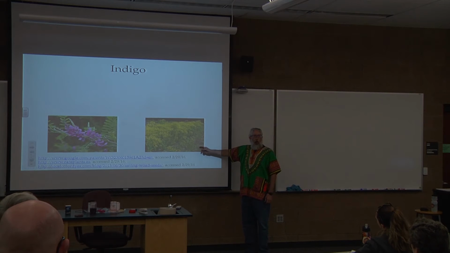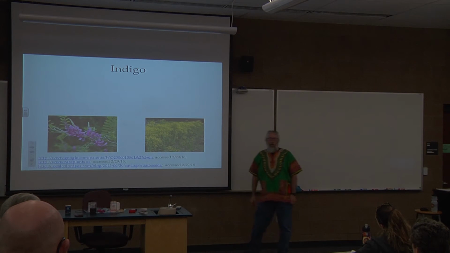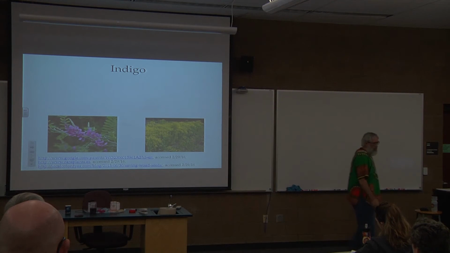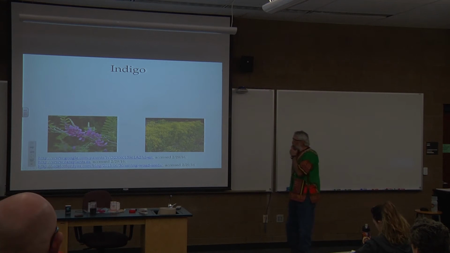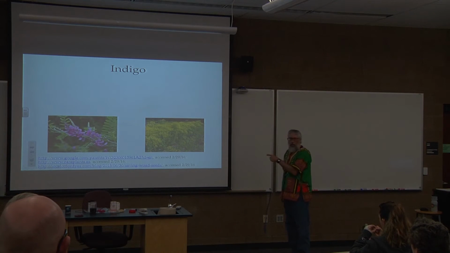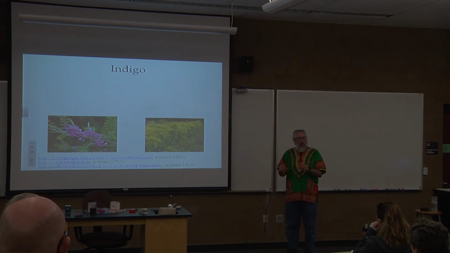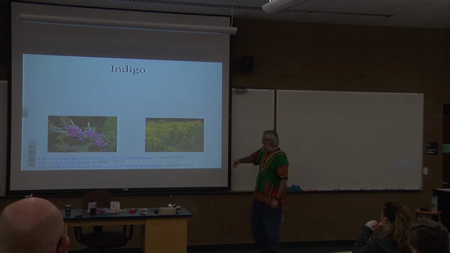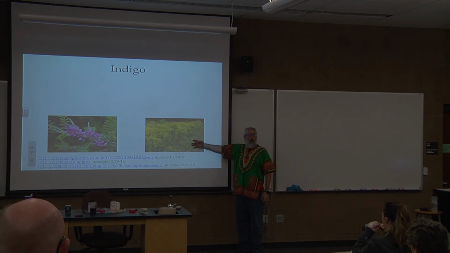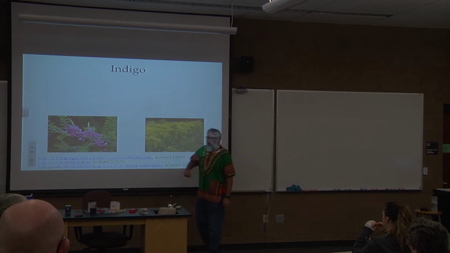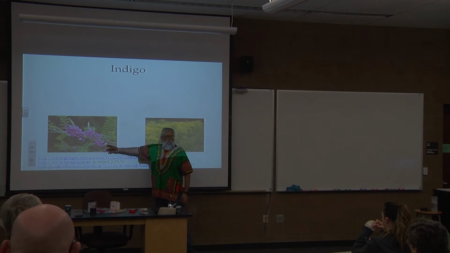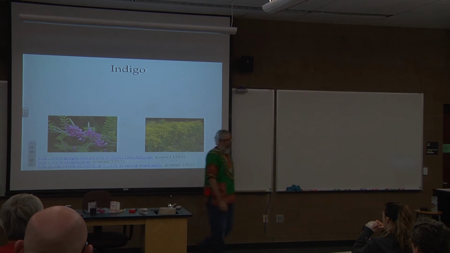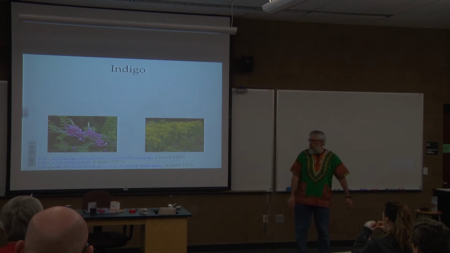It's W-O-A-D, which is Isatis tinctoria. The indigo plant is a more tropical plant, and woad grows in more temperate climates. So in England and Central Europe, for example, woad was the source of indigo. In India and Egypt, the indigo plant itself was used.